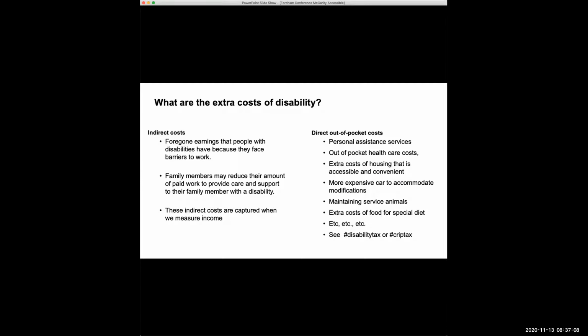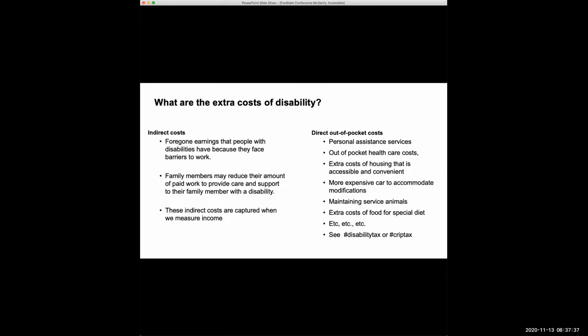So what are some of these extra costs of disability? They can really be broken down into two overarching categories, indirect costs and direct costs. So some of the indirect costs might be foregone earnings that people with disabilities have because they might face barriers to work. It could also be foregone earnings that family members might forego because they've had to reduce the amount they work in order to provide care work for a person in the family with a disability.